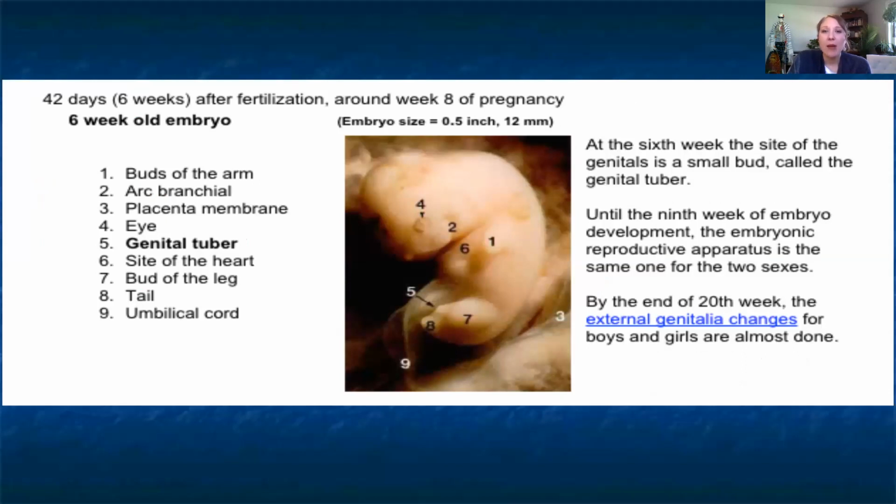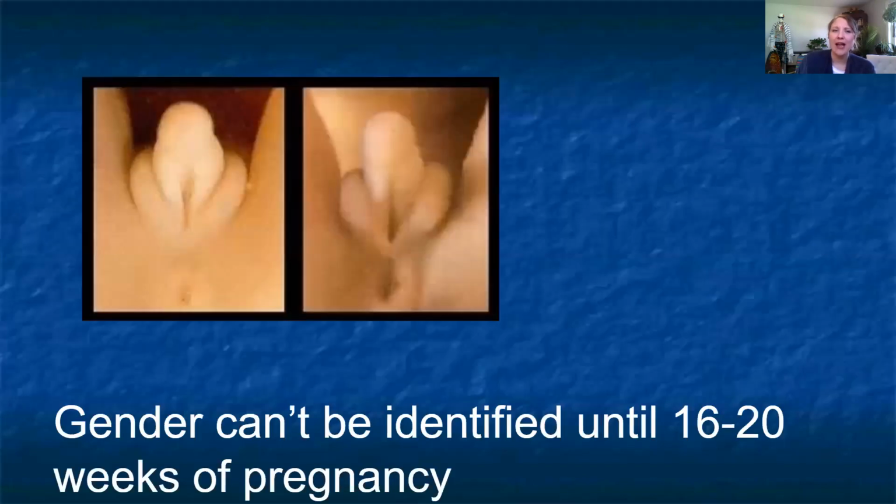This is an embryo, I should say a fetus, after 6 weeks after fertilization. It becomes a fetus after 8 weeks. In the 8-week-old embryo, you can see at the very bottom, that number 5, that's called a genital tubercle. It's a small little bud, and if I show you the next screen, that's what it looks like in males versus females.